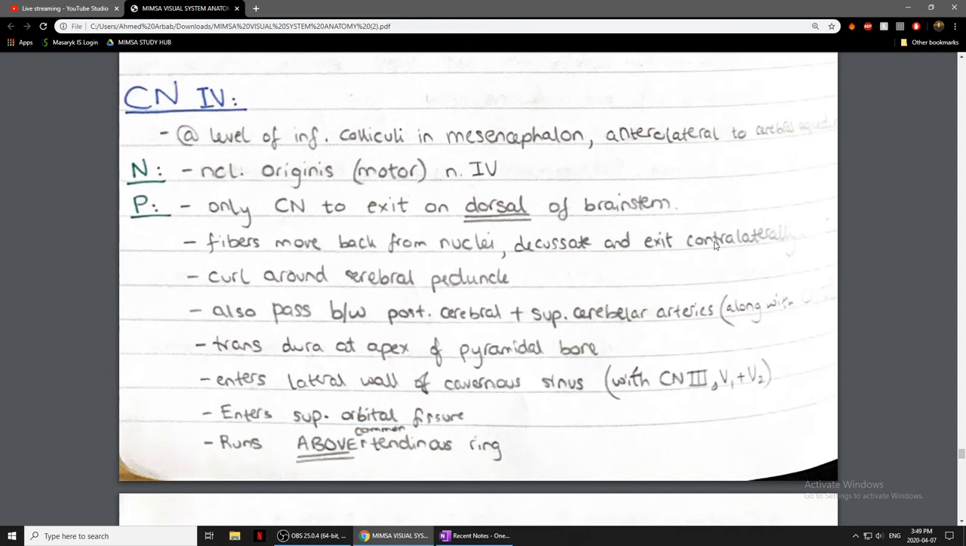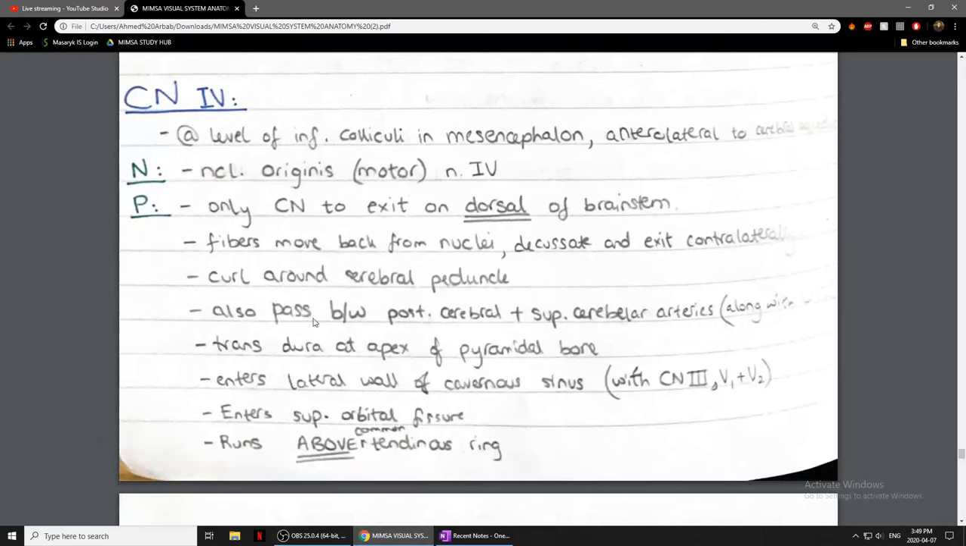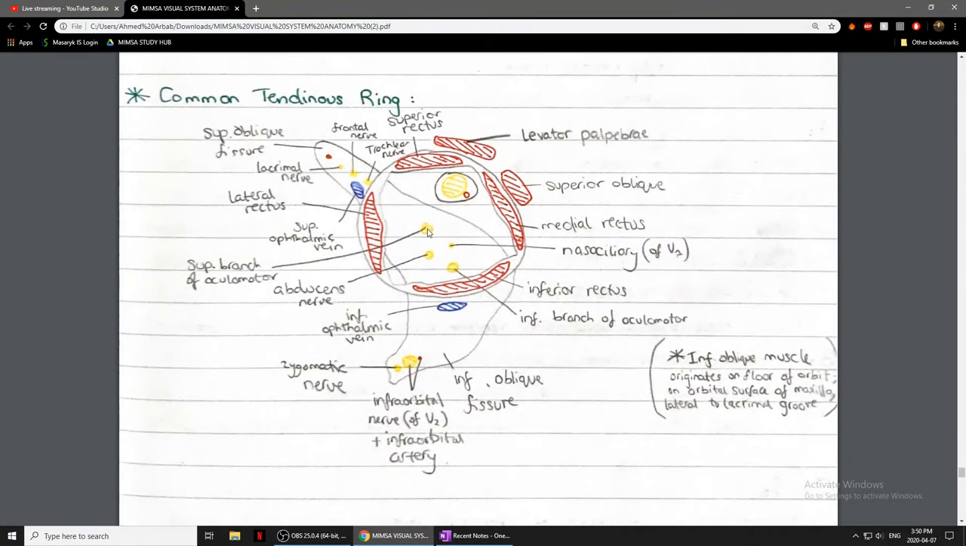They decussate, they exit contralaterally, and then they curl around the cerebral peduncle. They also pass along with the oculomotor nerve, between the posterior cerebral and superior cerebral arteries, and then they go through the lateral wall of the cavernous sinus, which we'll talk about later, and then they enter the superior orbital fissure just like the oculomotor did, but they actually run above the common tendinous ring, not through it. The oculomotor nerve branches, superior and inferior, enter the orbital socket within the common tendinous ring, but the trochlear nerve is exiting above the common tendinous ring.